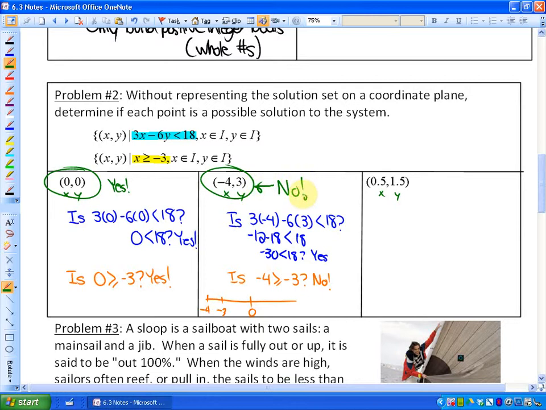because they both have to work. The last problem is actually specifically looking at the restrictions. If you look here, it says for both inequalities that they must belong to integers. So you don't even need to check this point, because 0.5 and 1.5 are not integers. So since they are not integers, your answer is no.